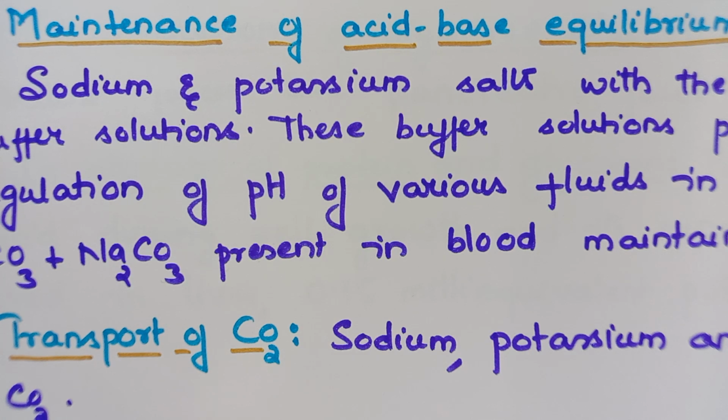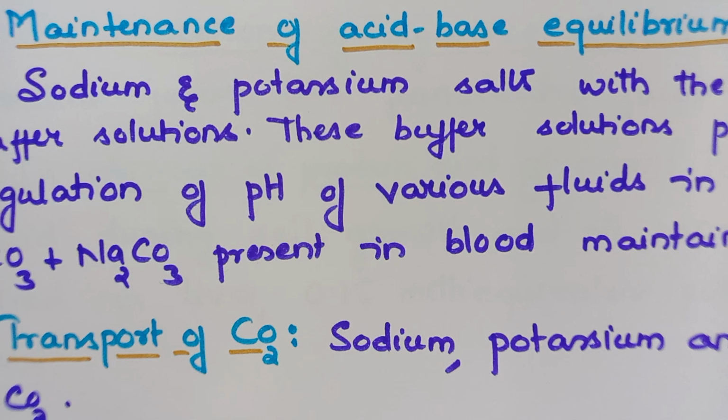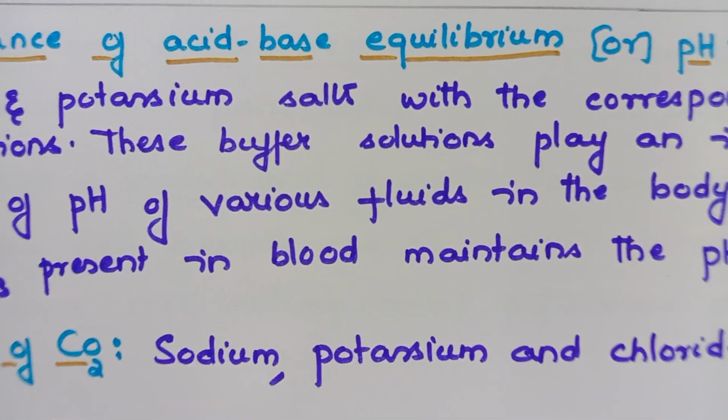For example, students, the buffer system or solution H2CO3 plus Na2CO3, carbonic acid plus sodium carbonate, present in the blood, helps to maintain the pH of blood. What is the pH of blood, students? Do you know? Yes, it is 7.4. So this is the function of sodium and potassium ions in the maintenance of acid-base equilibrium or pH.